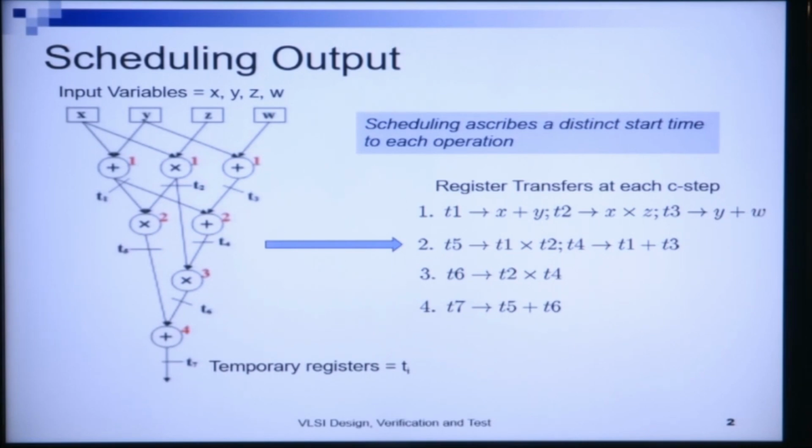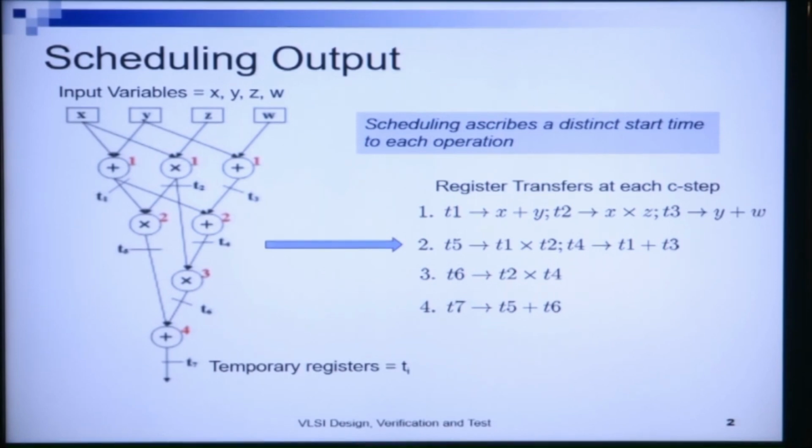In this graph, we can see that the operations plus, multiplication and adder here is performed in time step 1. In time step 2, we perform this multiplication and this addition. In time step 3, we perform this multiplication, and in time step 4, we perform this addition. All these are unit time operations.